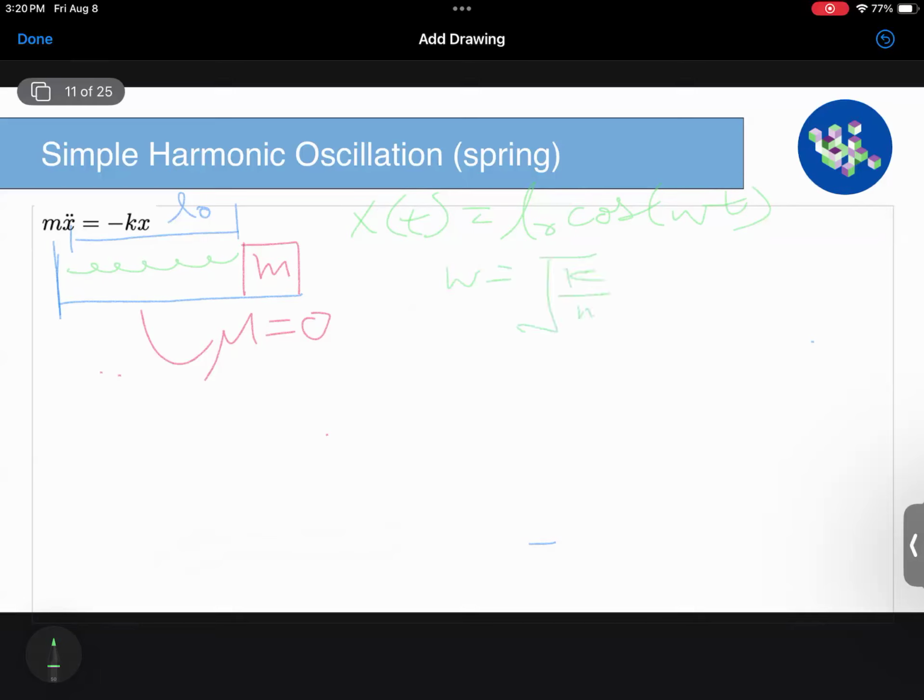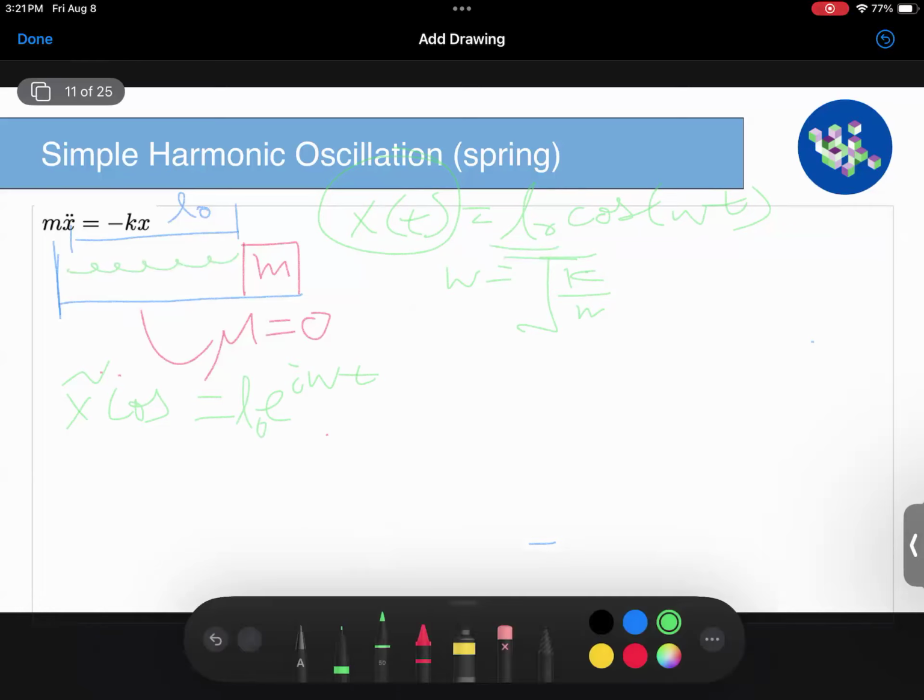What's the motivation for defining an angular velocity? Well, the motivation is that if we imagine x(t) as a rotating complex vector, so instead of writing x(t) equals L0 cosine omega t, I'd say x tilde (t), with a curly line over the x to represent that it's a complex number, is equal to e to the i omega t, and then times L0, right? Because it has amplitude L0.